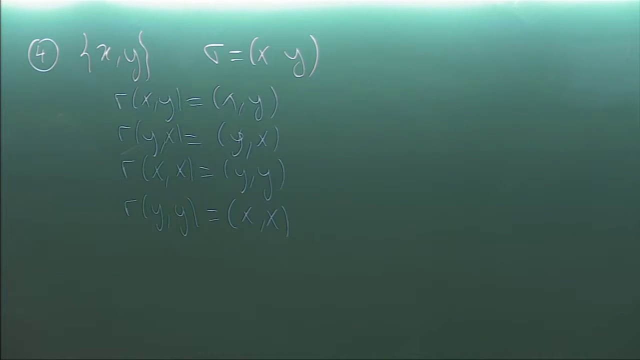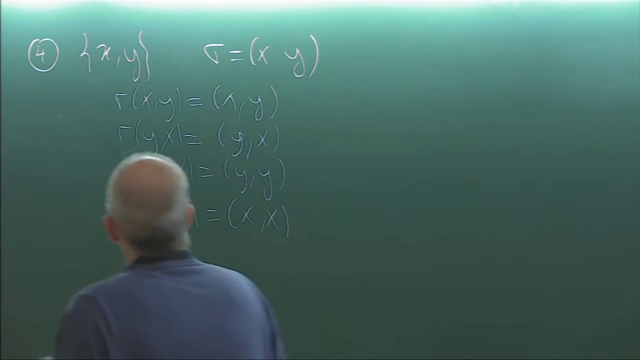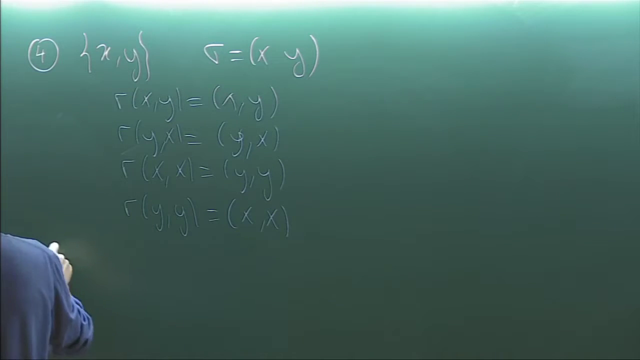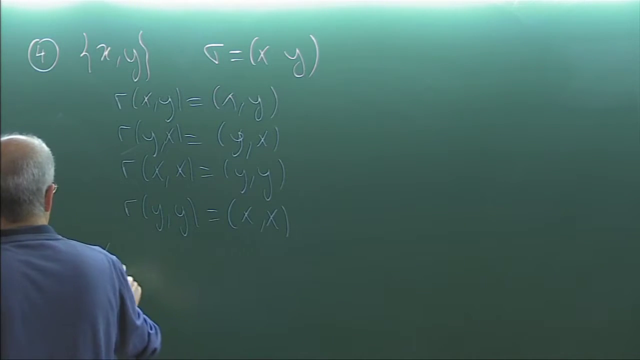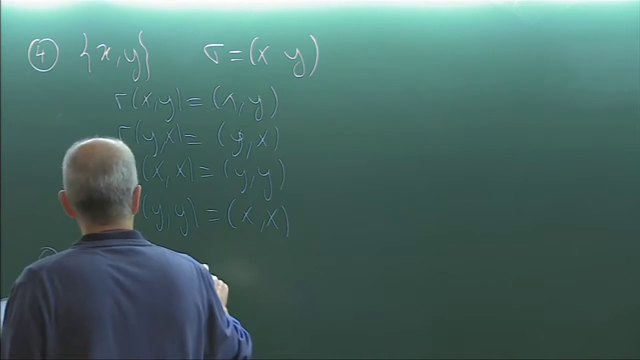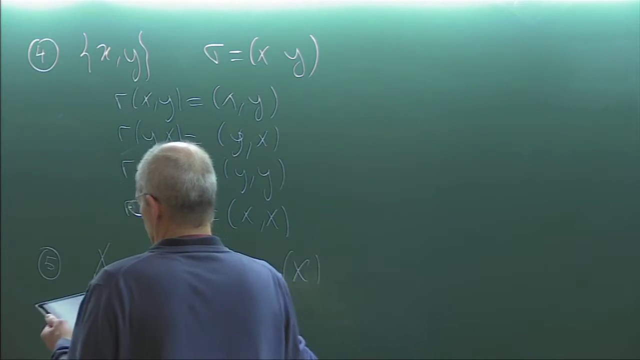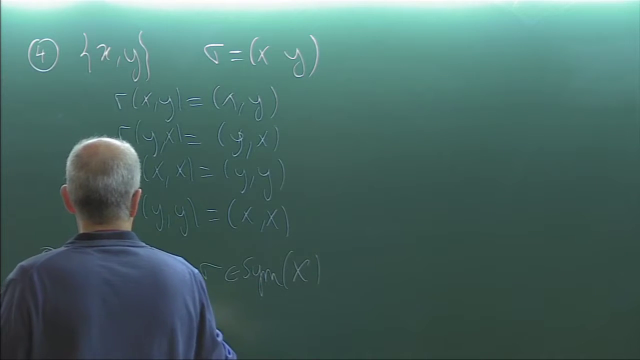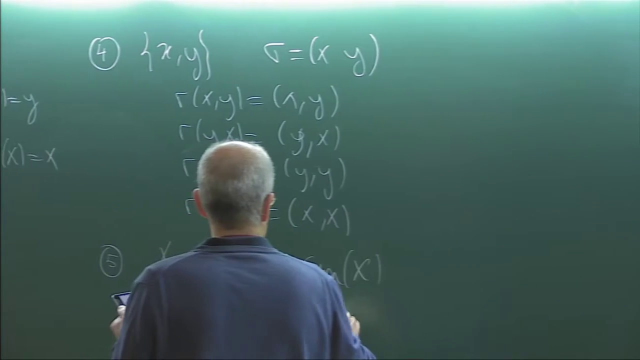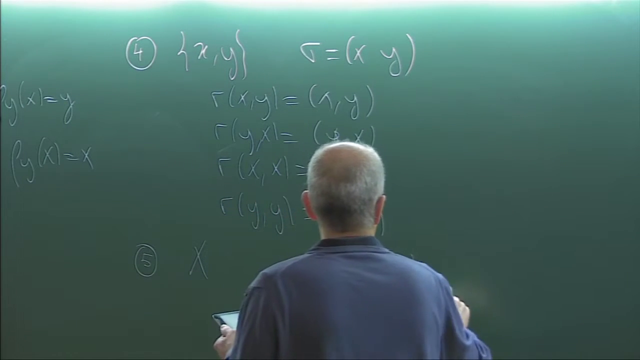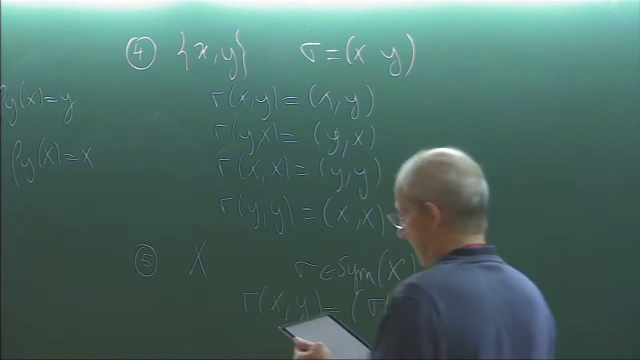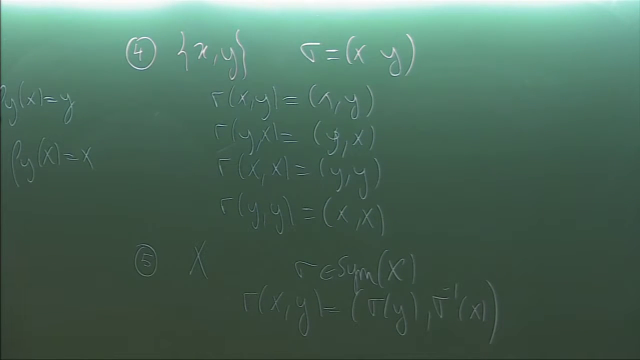This also satisfies this thing, and this is a special case of the following situation. Take a set X, you take a sigma in the symmetric group on X, you say R of xy is equal to sigma of y, sigma inverse of x. That's also a solution. These are easy things.